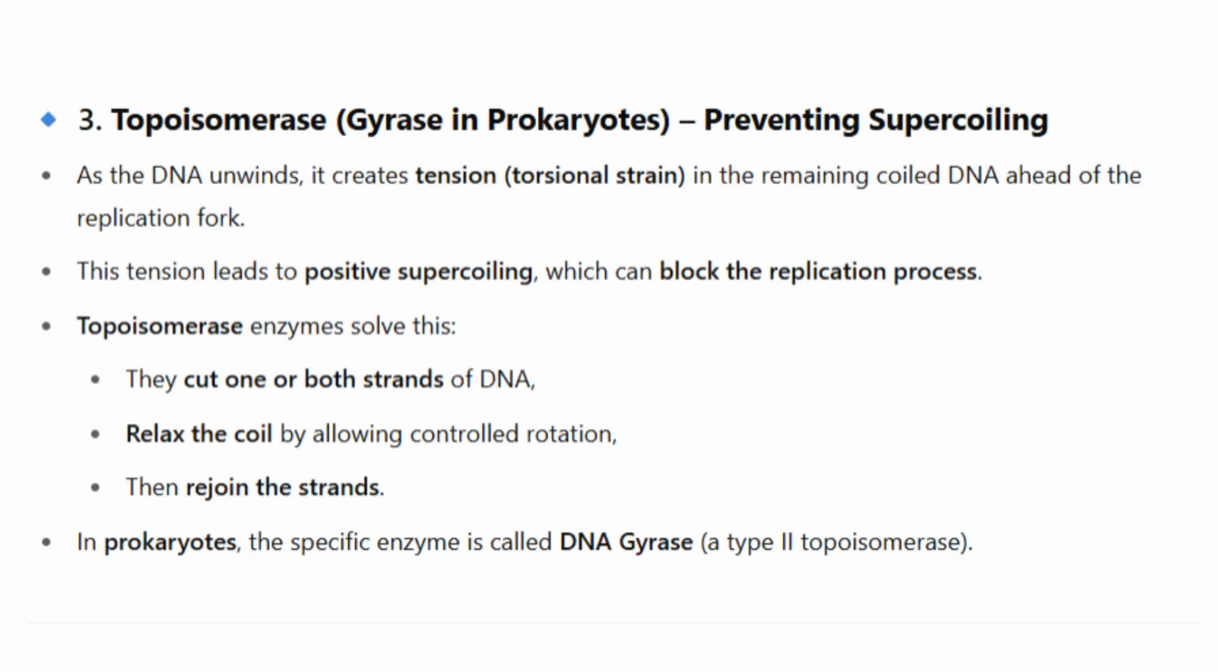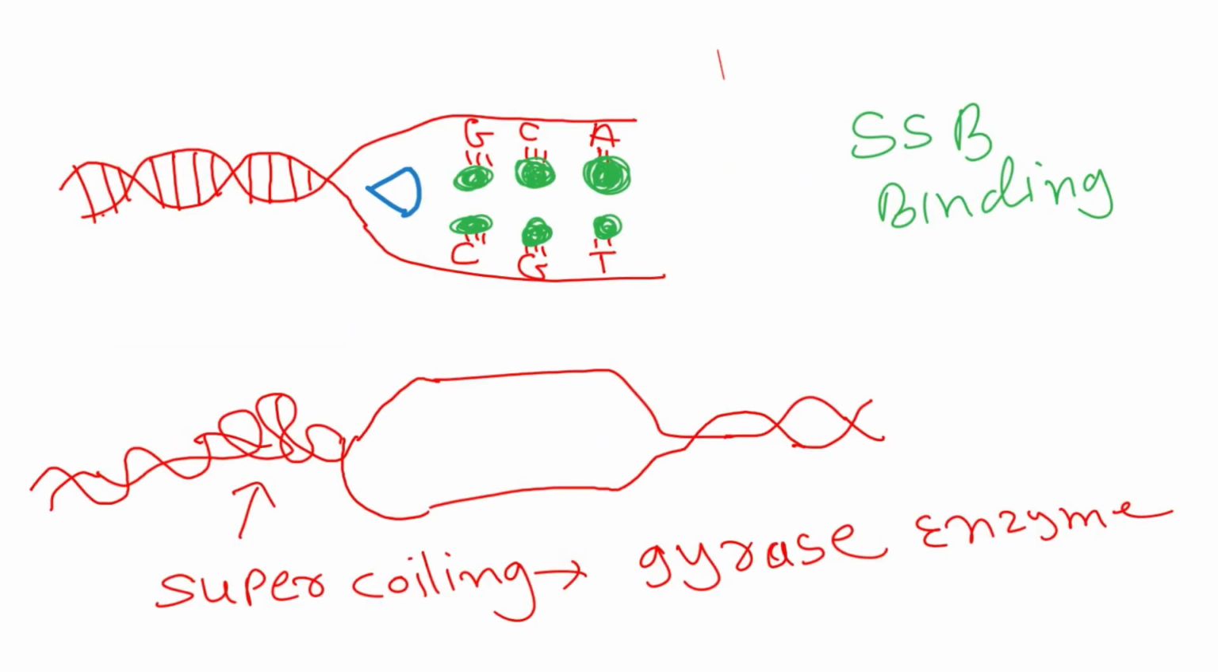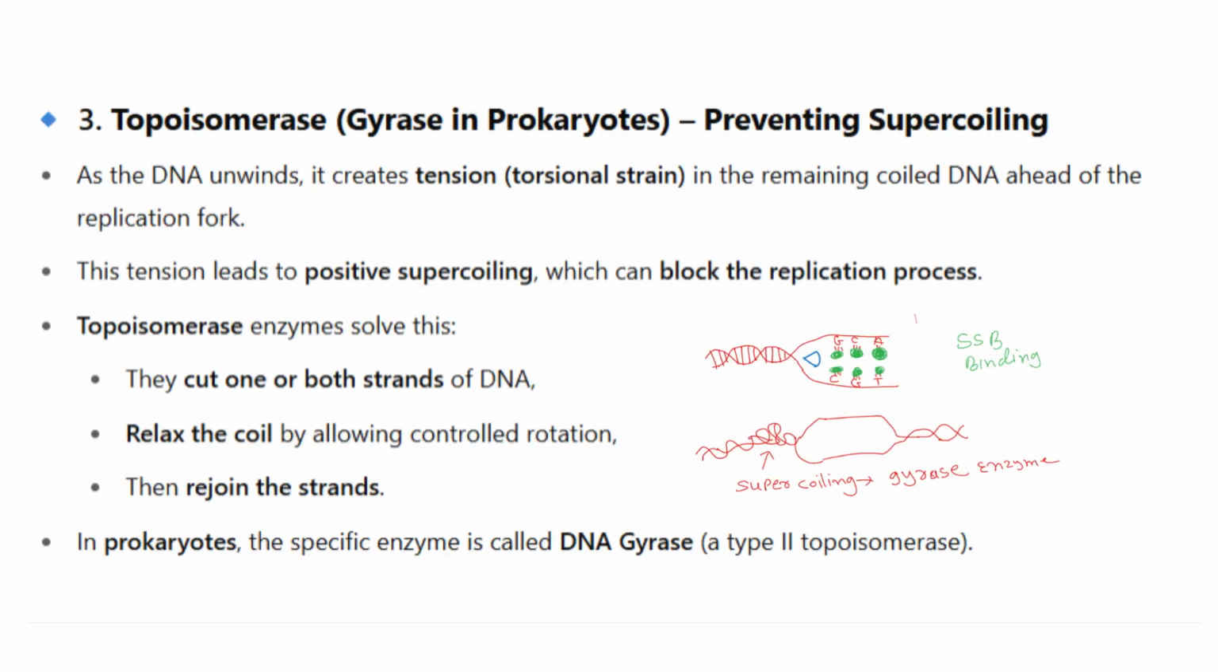3. Topoisomerase, gyrase in prokaryotes, preventing supercoiling. As the DNA unwinds, it creates tension, torsional strain, in the remaining coiled DNA ahead of the replication fork. This tension leads to positive supercoiling, which can block the replication process.